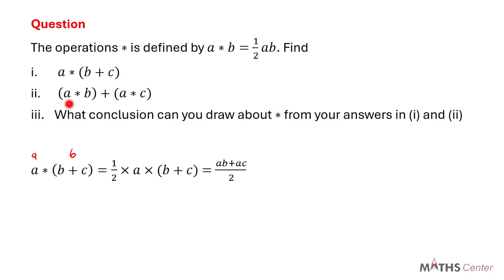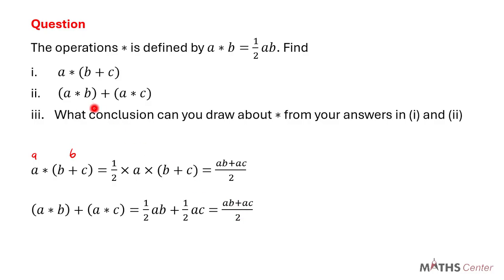Let's look at the II. It says we should find (A star B) + (A star C). A star B has been given to us in the question. It is half AB. A star C will be equal to half AC. So (A star B) + (A star C) will be equal to half AB plus half AC. And half AB plus half AC will give us (AB + AC) divided by 2.